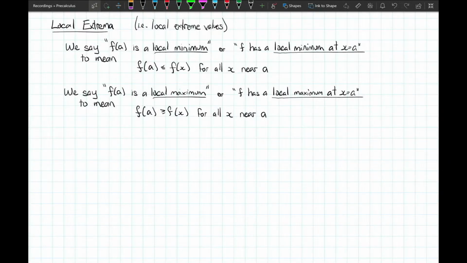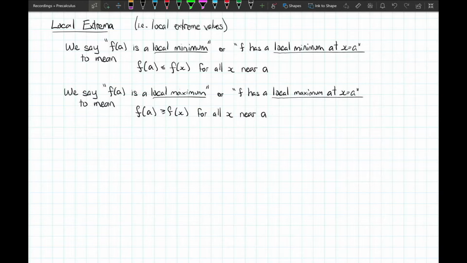Now, we could say one of a couple different things. We might say that f of a is a local minimum. We'd be talking about the y value that would be a local minimum value of the function. Or we could say that f has a local minimum value at x equals a, which would be describing the location of a minimum value. Either way, we would be saying that the y value, f of a, is less than the y values of all points nearby. In a little interval surrounding x equals a, all of the other values are greater than or equal to f of a, which is supposedly the minimum.